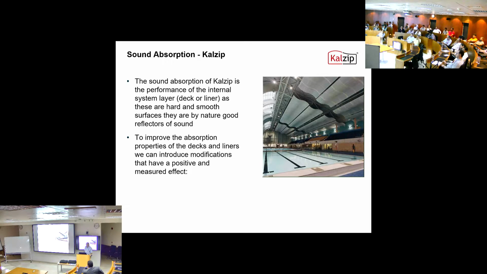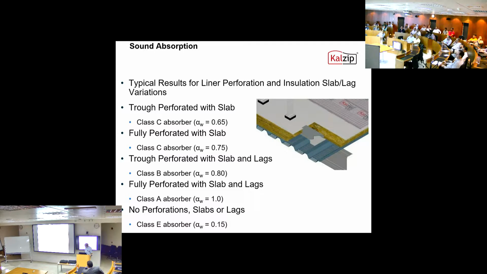This is for sound absorption. So here we can perforate the liners. This is in a swimming pool. So normally you'd expect a swimming pool specification to have sound absorption performance. So with cowslip we perforate the liners or the decks to achieve some sound absorption. You can see there, this is a perforated liner, so it's trough perforated, so the sound waves come through the holes in the deck and they get absorbed by this acoustic slab.